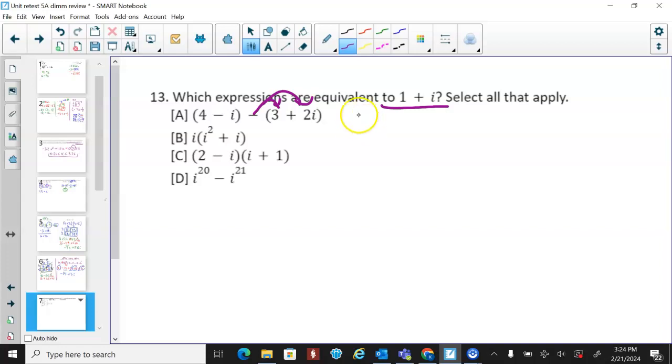So we're going to distribute the negative, so this is going to be 4 minus i minus 3 now, and minus 2i. I'm going to combine like terms, so this is going to make it a 1, and negative i minus 2i is going to make it negative 3i. So that is not equivalent to 1 plus i, okay?